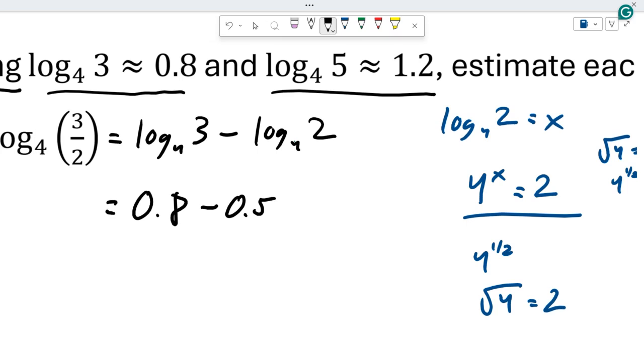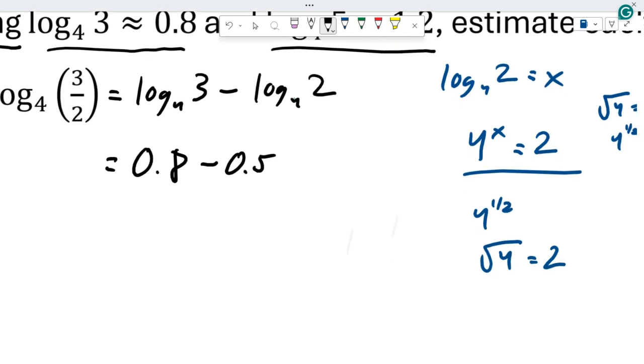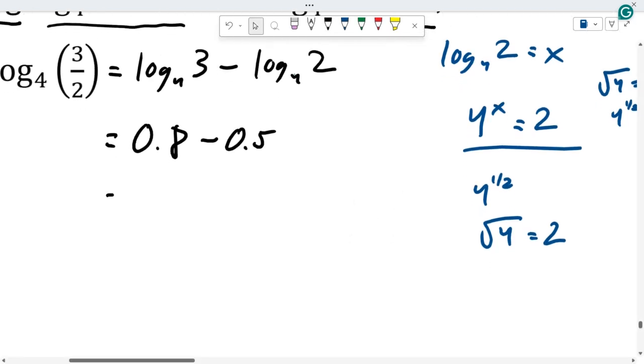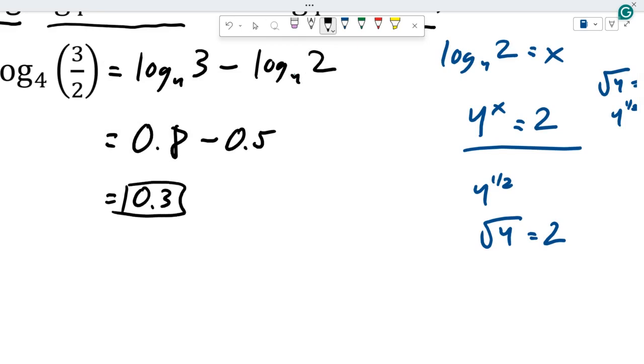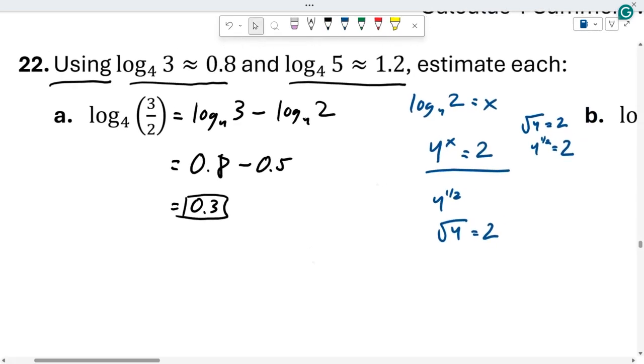So even though we're not told the log of 2 base 4, we are sort of expected to be able to figure it out because it works out quite nicely. You are not expected to know that the log of 3 base 4 is approximately 0.8. I certainly didn't know that, right? That's why they tell us that, right? But we can figure out the log of 2 base 4 just based on what we know about logarithms and what we know about exponents. All right, so this is 0.8 minus 0.5, so we get 0.3. And that's my answer for A.